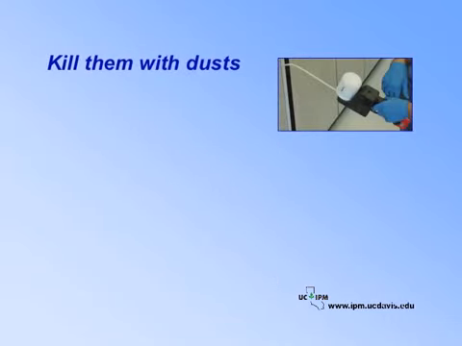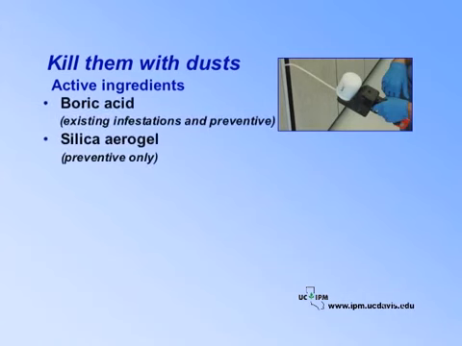Insecticidal dusts can be a very effective part of an IPM program for cockroaches if used properly. Common active ingredients include boric acid and silica aerogel. Boric acid dusts are contact poisons and can be used to treat existing infestations. They can also be used as a preventative treatment. Silica aerogels should only be used preventively.